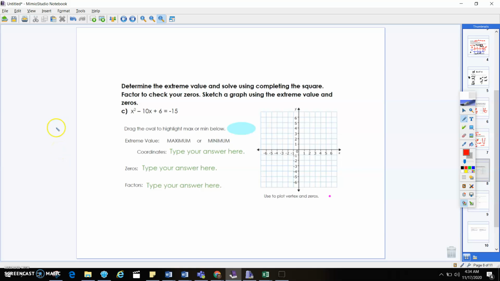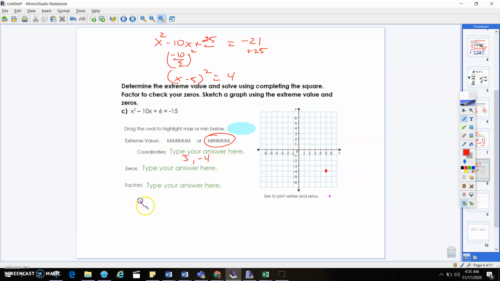Alright, so on this one, I bring that 6 over, so that's going to be x squared minus 10x plus blank equals negative 21. I'm going to take b divided by 2 squared and add it to both sides. So negative 10 divided by 2 squared is going to be 25. When I simplify and factor, I get x minus 5 squared equals 4. So my extreme value is at 5, negative 4, and it is going to be a minimum.